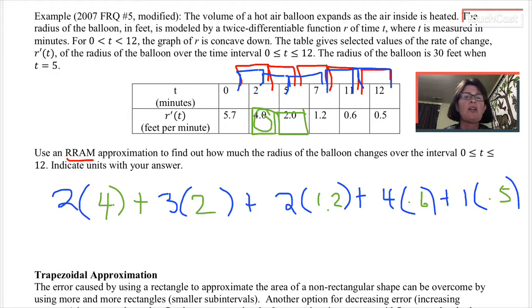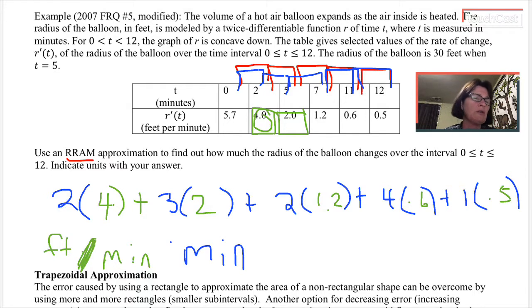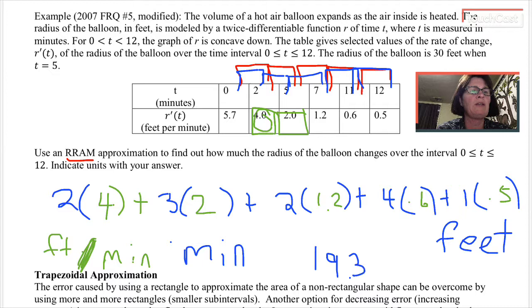My units are going to be feet per minute. Every height of the rectangle was an R prime value, which is measured in feet per minute. And those are going to get multiplied by minutes, because all the times, the blues, are the width of the interval. Those are all minutes, so feet per minute times minutes is going to give final units of feet. I think the final answer is 19.3 feet.